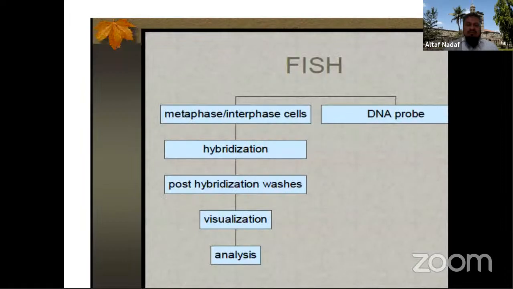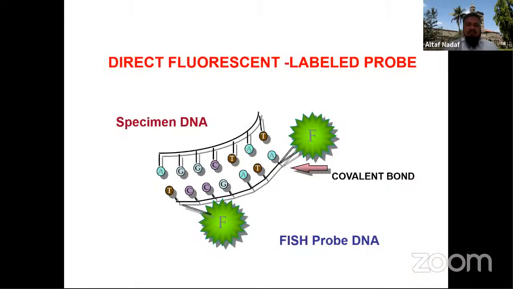So for example, here is a flowchart. You have the metaphase cells or interphase cells, and you have the DNA probe, so you allow it to hybridize. Then you remove the excess DNA probe through post-hybridization washes, and then you can visualize it under a fluorescent microscope and do the analysis. Here, some of the steps are pictorially explained.